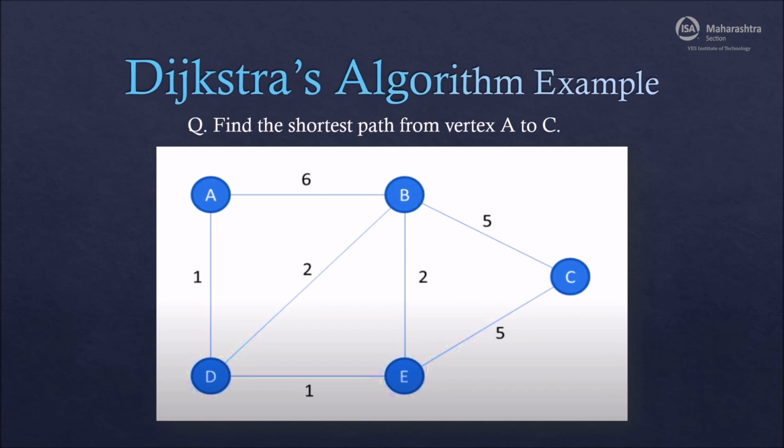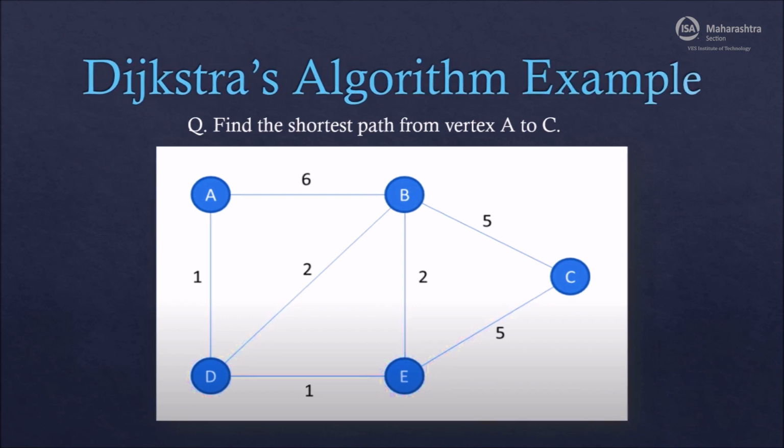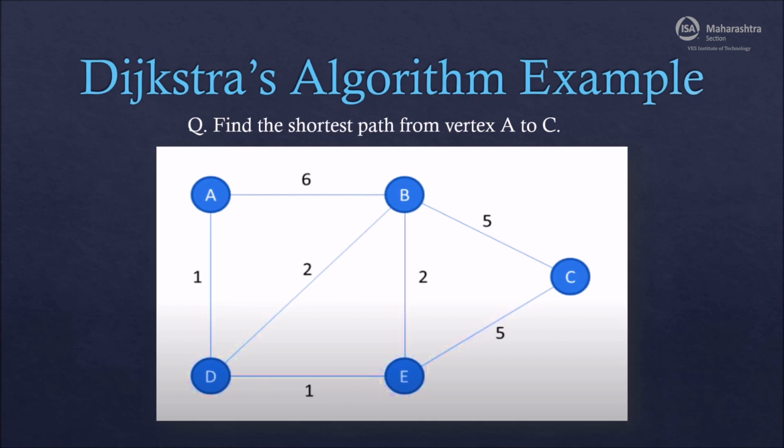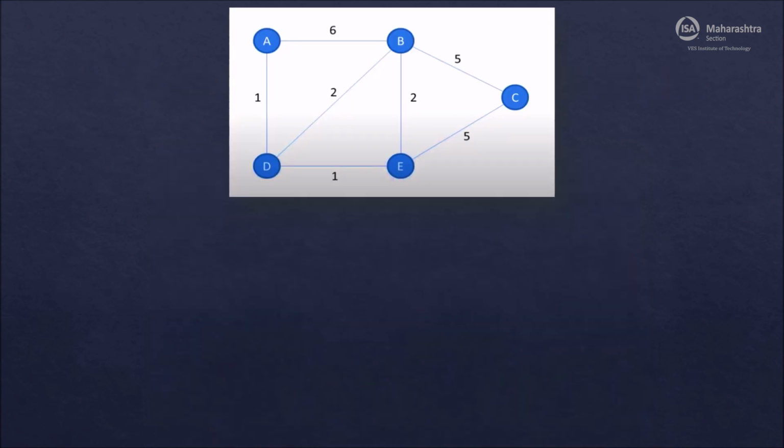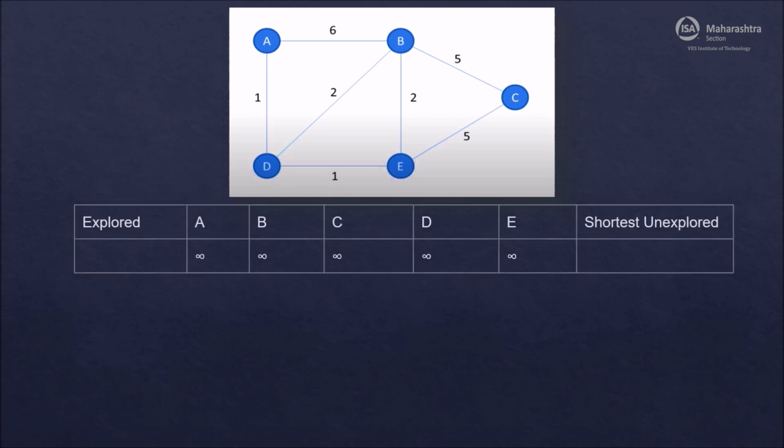So here we have an undirected graph with 5 nodes A, B, C, D and E. We have to find shortest path from the vertex A to C. So now we will find step-by-step shortest path estimation. So first of all, we have to draw this table with all the nodes. Initially, we have to initialize all the distances to infinity as we haven't explored any of the nodes. Since we have to start from node A, we will first explore A.